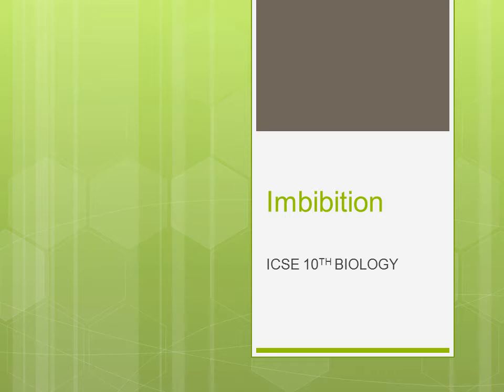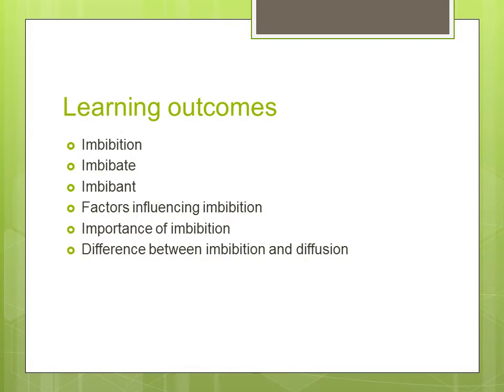Let me start today's topic. So, what are the learning outcomes of today's lesson? We will know about what is imbibition, what is an imbibate, what is an imbibent, what are the factors influencing imbibition, what is the importance of imbibition and why it is actually required in the transportation or absorption of roots, and the difference between imbibition and diffusion.